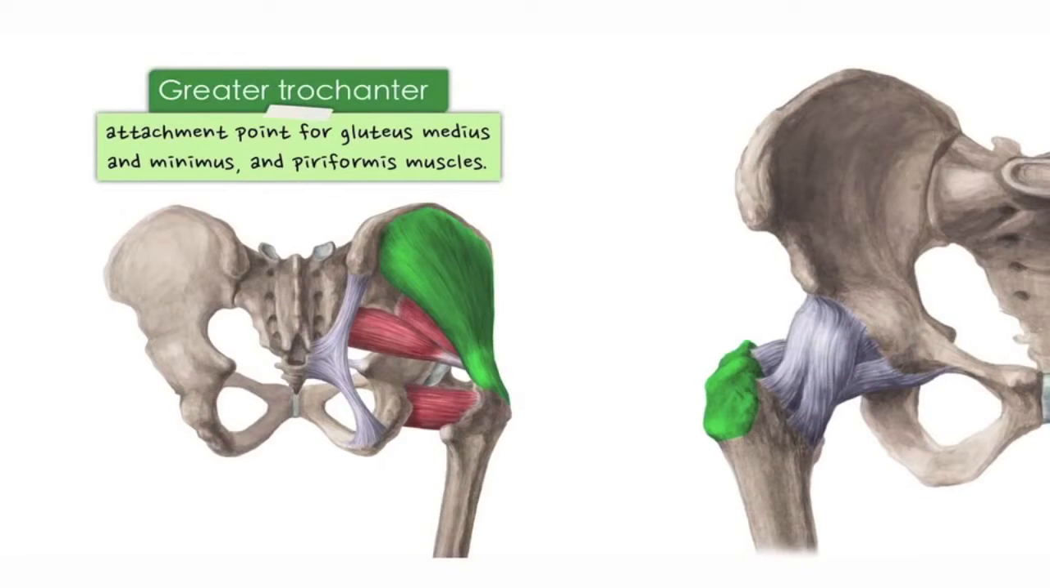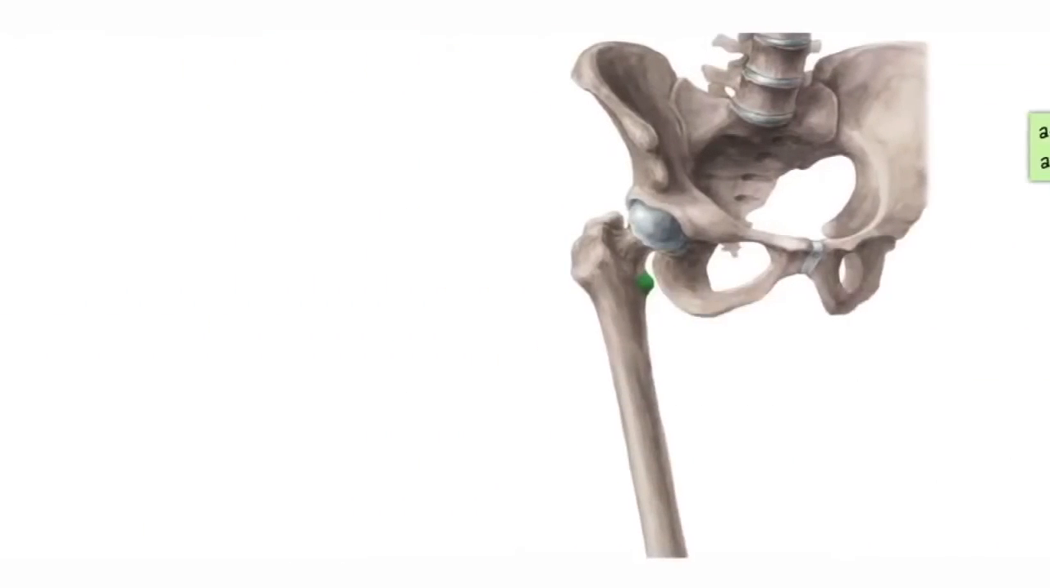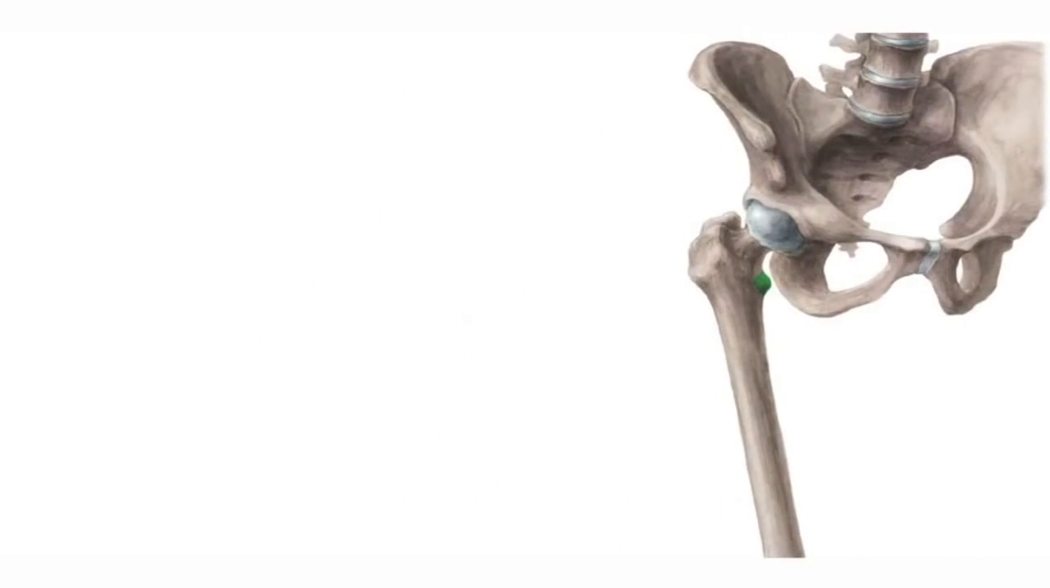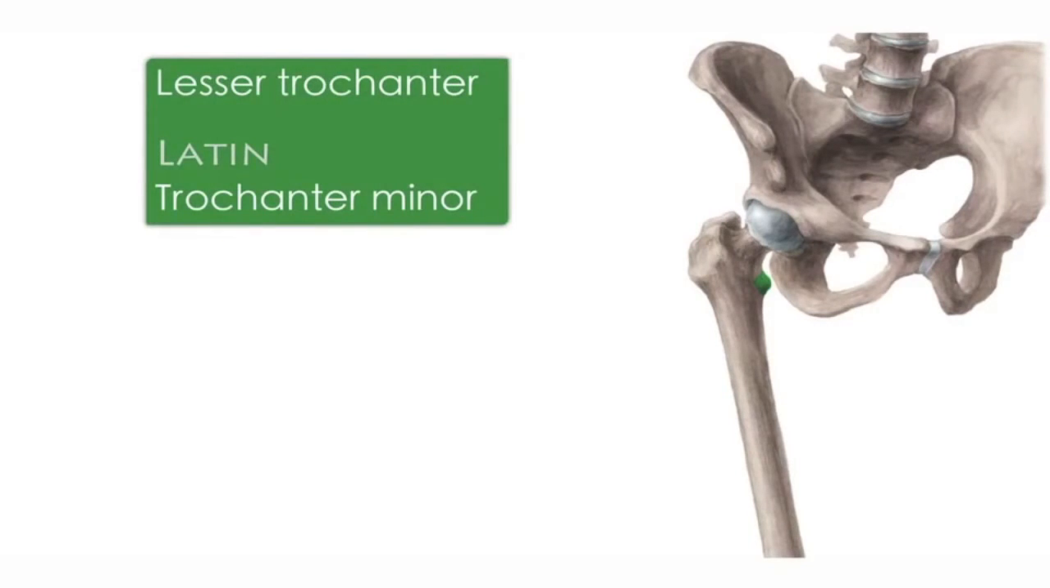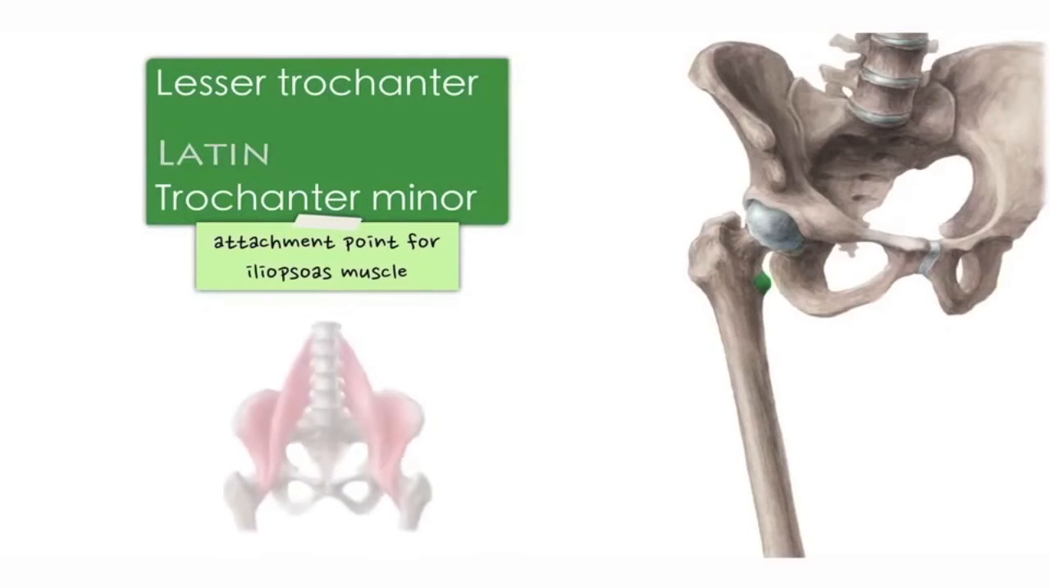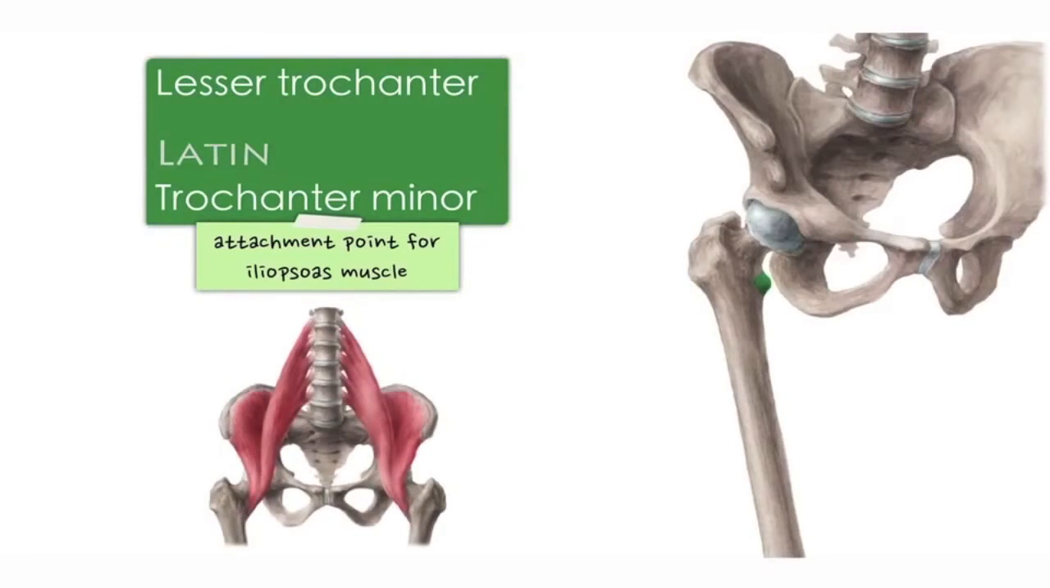If you have a greater trochanter, you have to have, of course, a lesser trochanter. And the lesser trochanter is a small prominence that you find on the posterior medial aspect of the proximal femur shaft. And it serves as an attachment to a very important muscle known as the iliopsoas muscle.